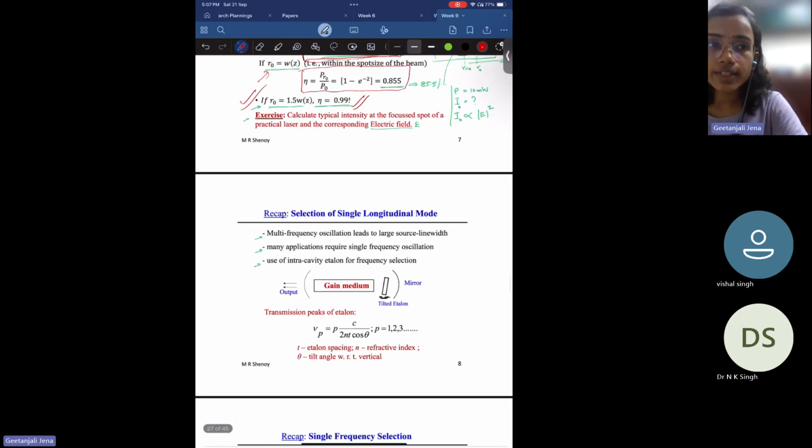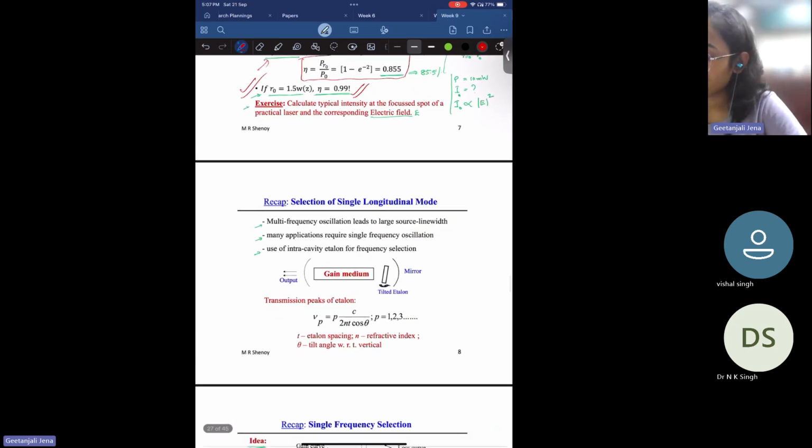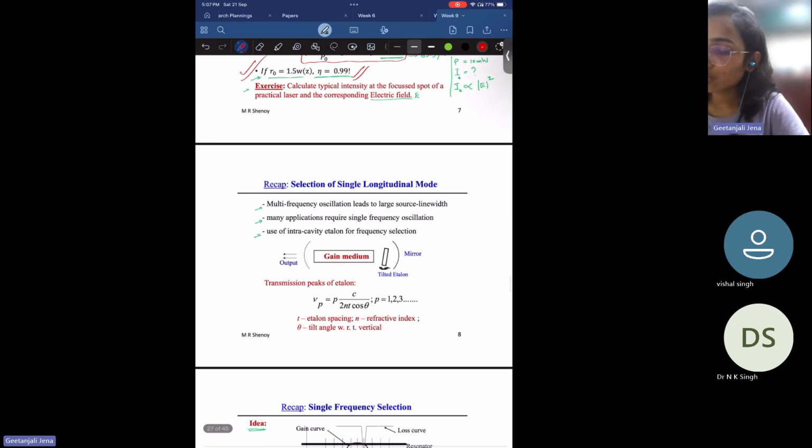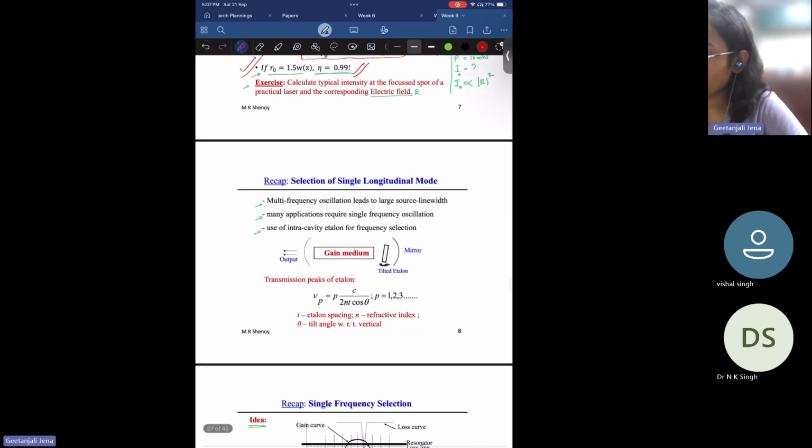Okay. So let us move to our next part. So next part is this we have seen earlier. We have seen the multi-frequency oscillation. It will increase the source line width, and for applications where we need single frequency oscillation, in that case we can use an intracavity etalon to filter out a single frequency, or to oscillate the laser cavity at a single frequency. So use of an etalon in the laser cavity will lead to single frequency oscillation.